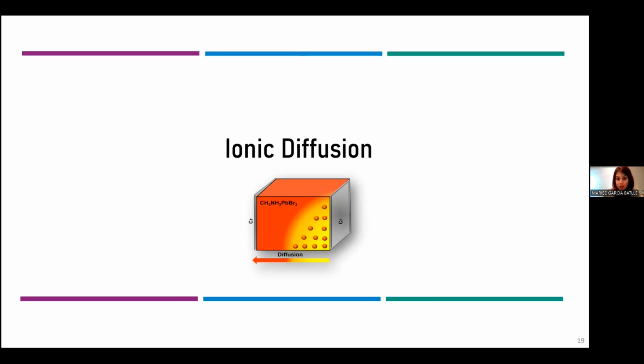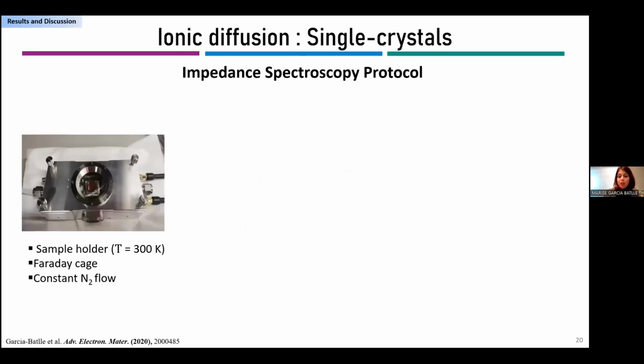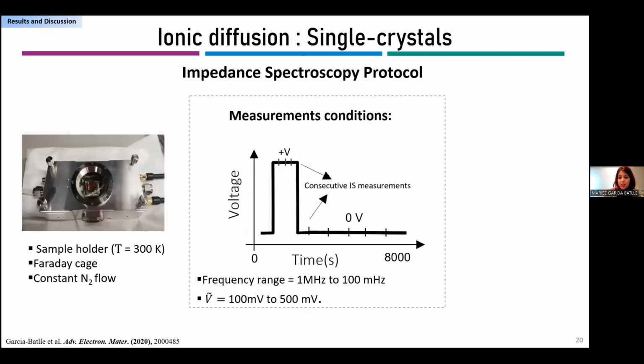the ionic processes. First we focused our attention on ionic diffusion, and for that we use impedance spectroscopy. Impedance spectroscopy is a quite well-known technique. It's widely used in my previous group at the Institute of Advanced Materials. So this protocol of impedance spectroscopy was developed during my thesis.